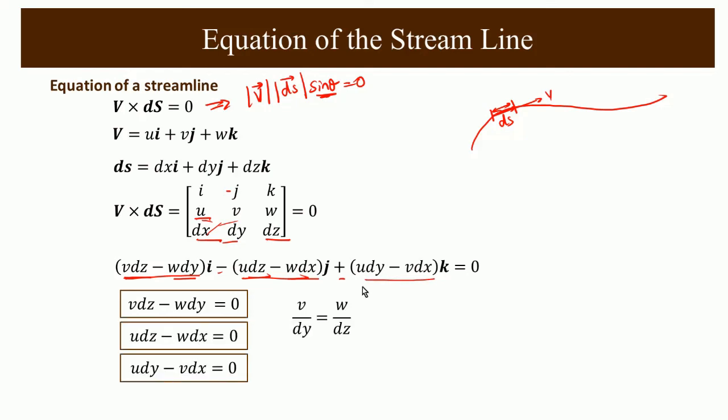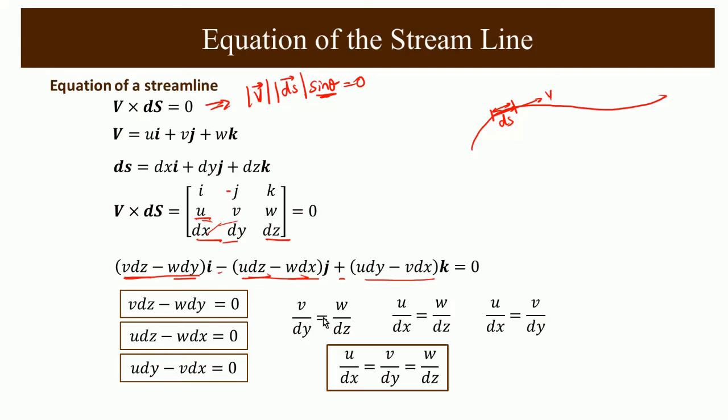And from these equations, from the first equation, I can write v dz is equal to w dy, that is v by dy is equal to w by dz. Similarly u by dx is equal to w by dz, and u by dx is equal to v by dy. And when we combine everything, you get u by dx is equal to v by dy is equal to w by dz. So this is the equation of a streamline.